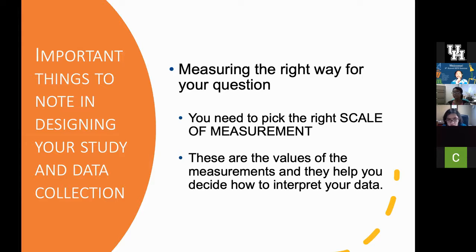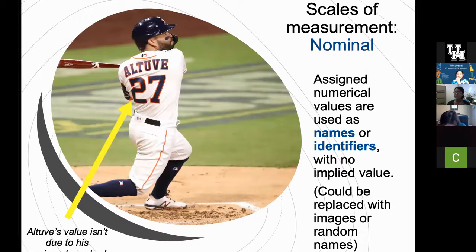One of those things is scale of measurement, and a mistake that I think a lot of people make is not picking the right scale. Part of that goes into what you can do with the data at the analysis point to answer your question. The scales of measurement, and a lot of you might be familiar with this, there are 4 main ones that we really think about. The first is nominal, where you use a number, but not as a measure. You could replace it with pictures or any other kind of identifier.